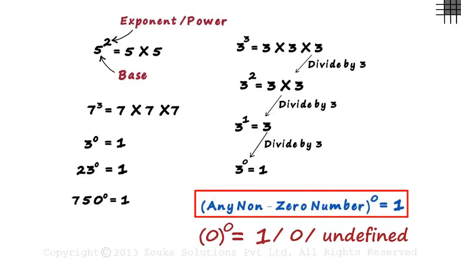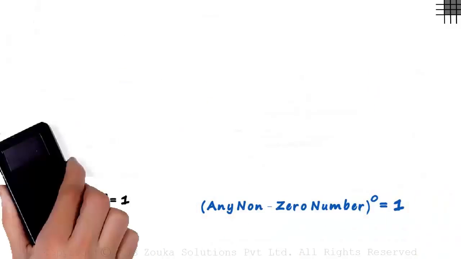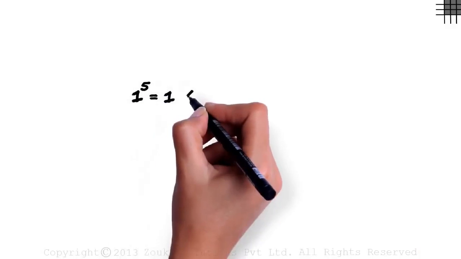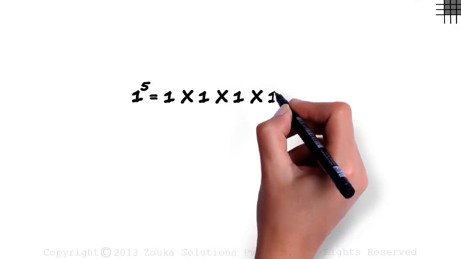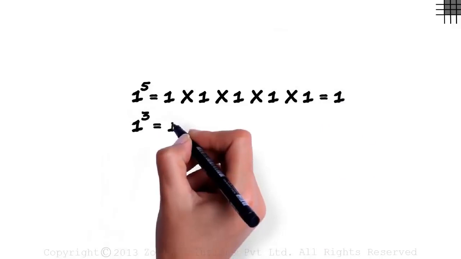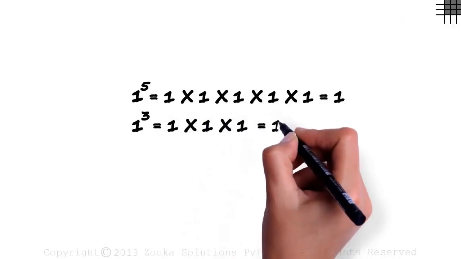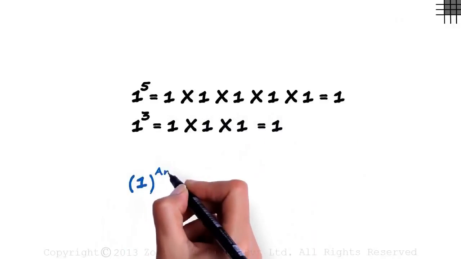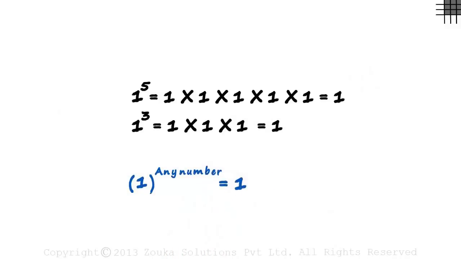There are two more simple concepts we will understand in this video. The first one is kind of intuitive. How can we write 1 raised to 5? It will equal 1 multiplied by 1 multiplied by 1 multiplied by 1 multiplied by 1, and that would equal 1. In the same way, we get 1 raised to 3 equals 1 multiplied by 1 multiplied by 1, which equals 1. Hence, 1 raised to any number will equal 1. Whether it's 1 raised to 100 or 1 raised to 10,000, it doesn't matter. The answer will always be 1.